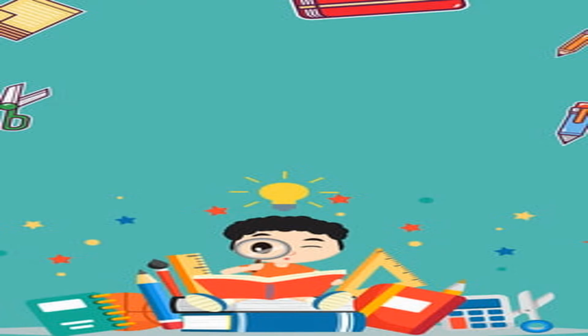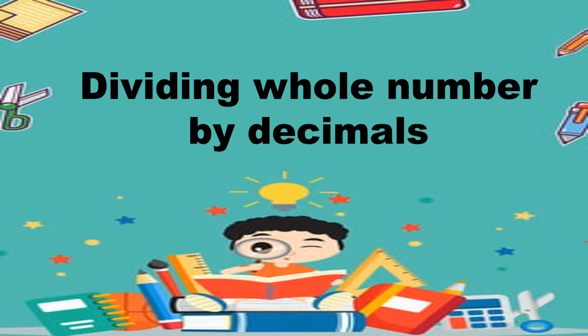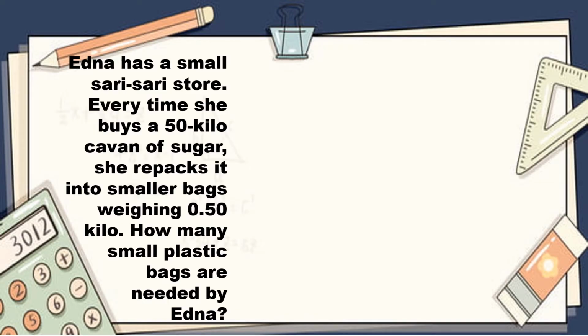Let us now study how to divide whole number by decimals. Let's have a word problem. Edna has a small sari-sari store. Every time she buys a 50 kilo caban of sugar, she repacks it into smaller bags, weighing 50 hundredths kilo. How many small plastic bags are needed by Edna?